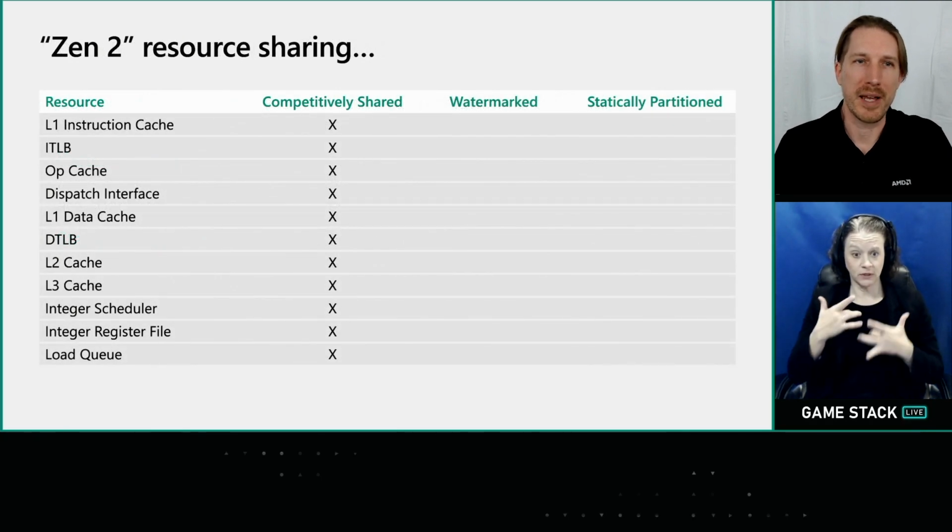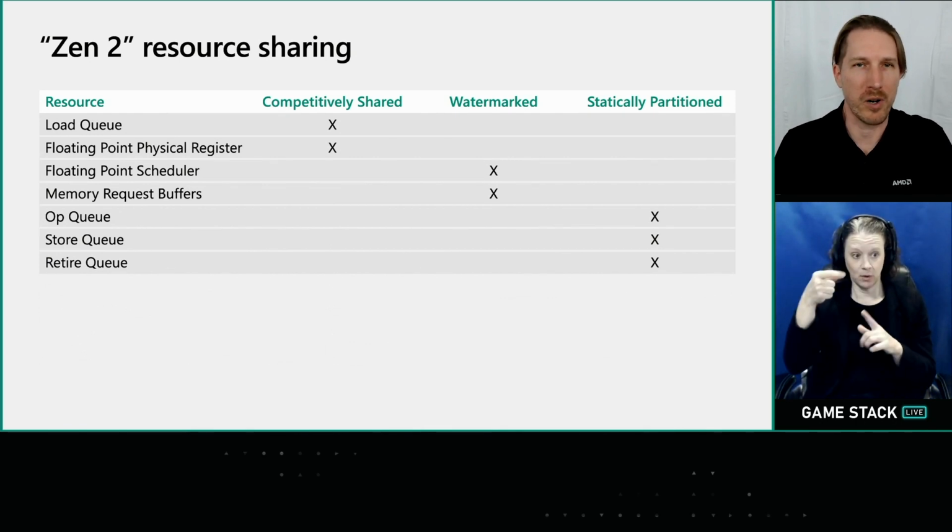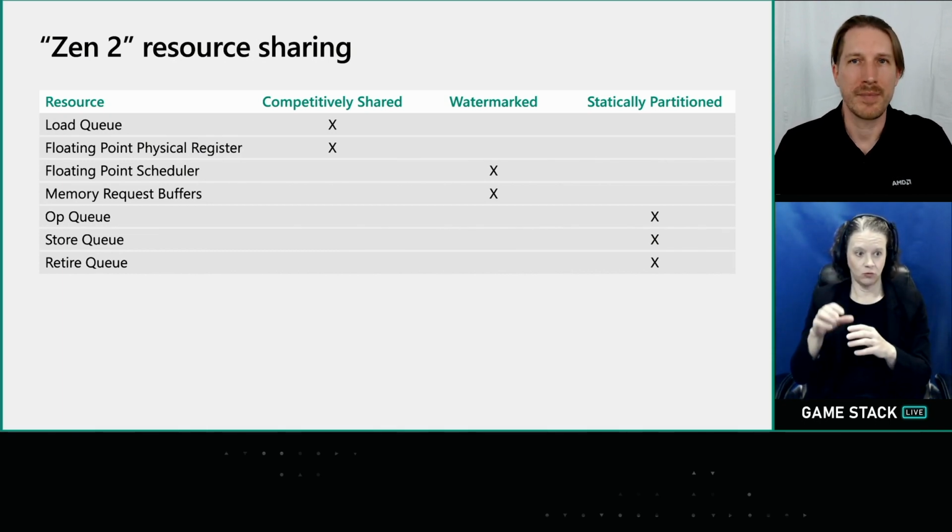Most resources are competitively shared. However, the floating point scheduler and memory request buffers, including the write combining buffers, are watermarked. Additionally, the op queue, store queue, and retire queue are statically partitioned. Typically, lightly threaded applications run best while cores are in single-thread mode in order to reduce resource sharing.